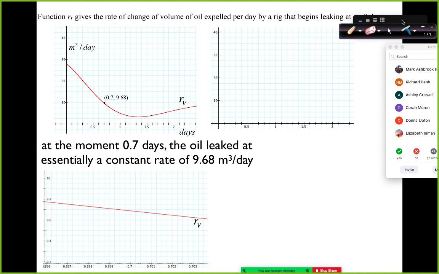Right, exactly. We're going to need a horizontal line. So to say that the rate of change in this moment is 9.68 meters cubed per day means a horizontal line for a rate graph. So we got the local linearity, but we need a constant rate. That rate is still decreasing. So this new blue graph can represent the rate of change of the moment, the 9.68.